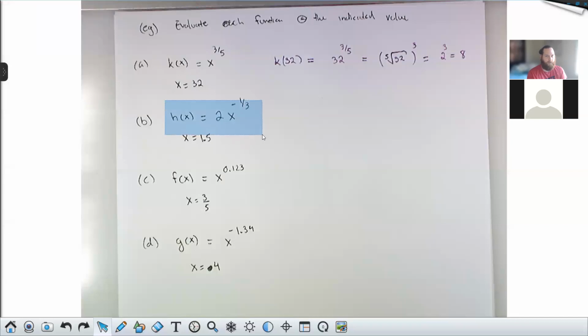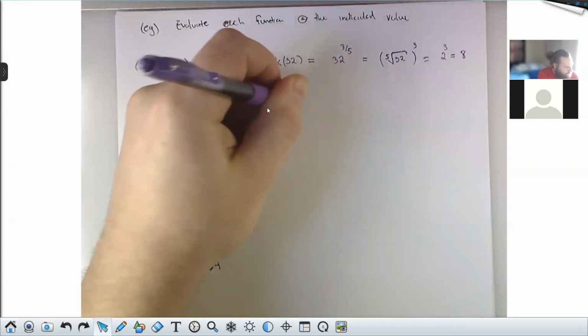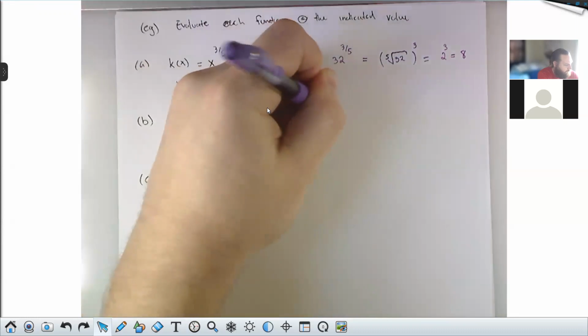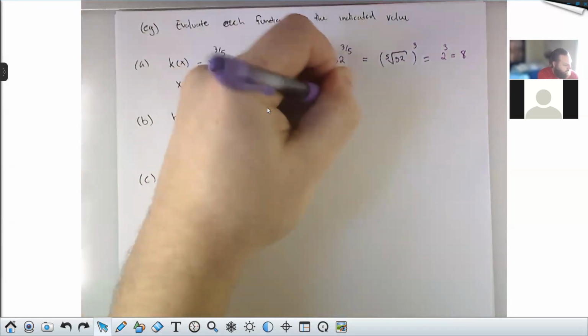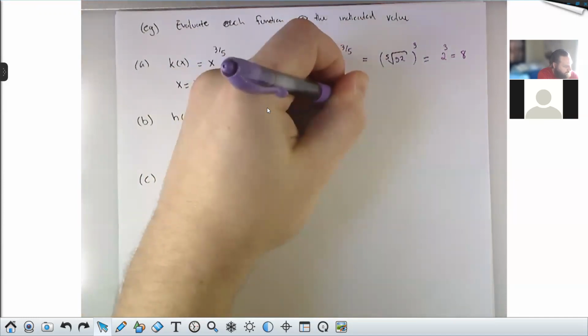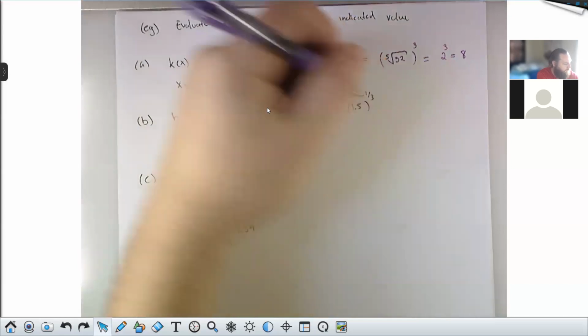Let's try the next guy. Now 1.5, that is not a perfect cube. I have no reason to expect this to come out to a nice number, but we can still do the evaluation. H of 1.5 could be 2 times, I'll write this in parentheses here to make clear what's going on, 1.5 raised to the negative 1/3 power.